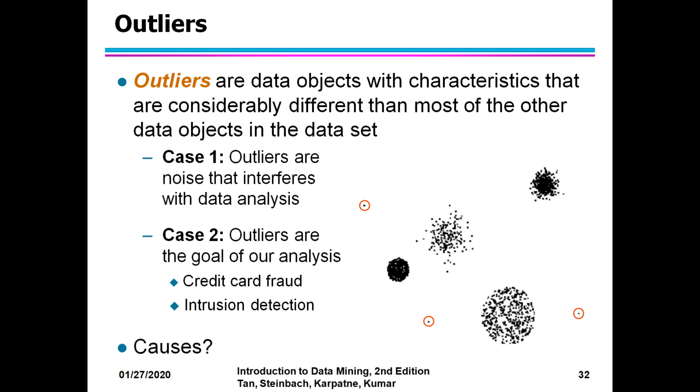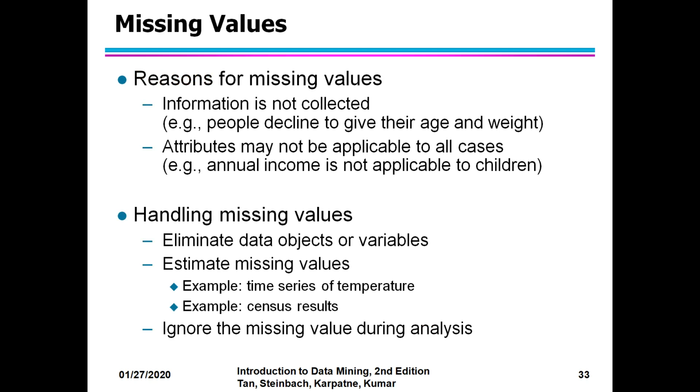Case two, outliers are the goals of our analysis. For example, credit card fraud detection. If a person is trying to access another person's credit card, at that time we are able to detect the transaction, because he may enter the wrong password or some wrong credentials. Another example is intrusion detection. During intrusion detection, whenever a third person is trying to read your emails, or trying to listen to telephonic conversations, we detect it.